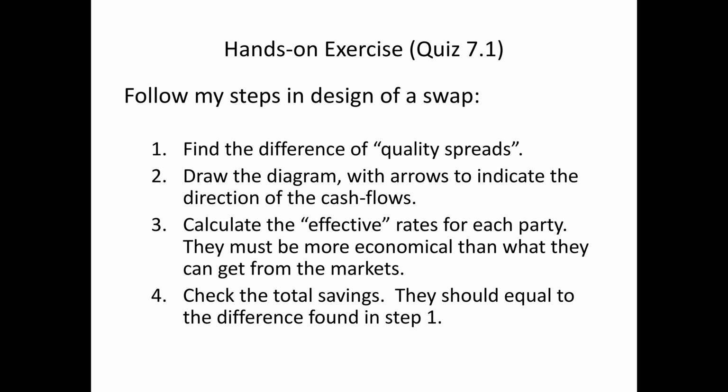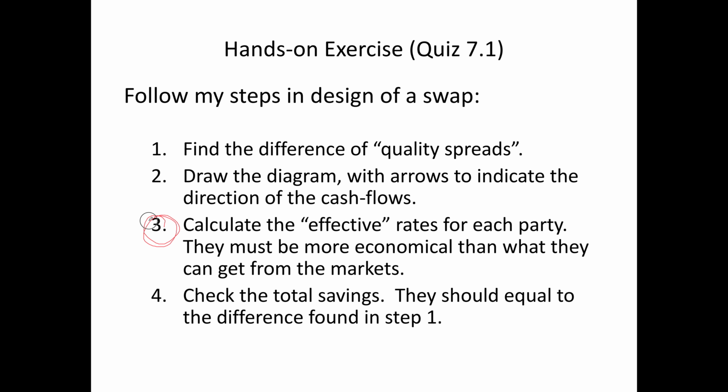Step 1, find the difference of the quality spread between the fixed market and the floating market. You find the difference. Number 2, you draw the diagram with arrows to indicate the direction of the cash flow. Usually you put the fixed rate on the top, variable rate on the bottom, from right to left, and from left to right on the bottom.